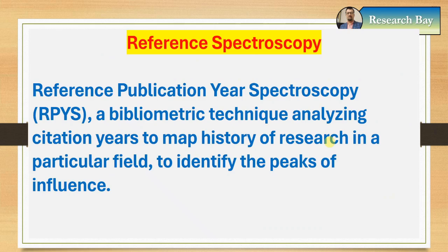What is reference spectroscopy? It is a bibliometric technique analyzing citation years to map the history of research in a particular field. Easy? To identify the peaks of influence, right? So it is a technique in which we analyze the citation years. Say, for instance, what was the citation of a particular document or an article in a particular year. So we come to know the popularity, the importance, the relevance or the significance of that article in that particular domain.